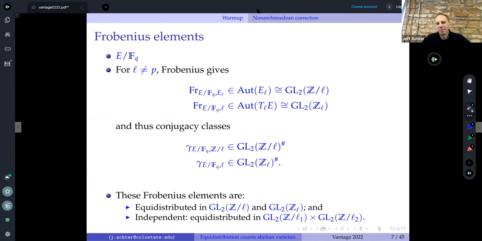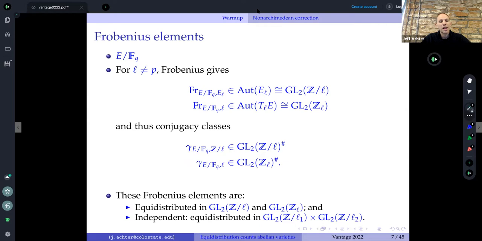So again, you still are fortunate enough to have an elliptic curve over F_q. And for every ℓ which isn't p, p being the characteristic of F_q, I have the action of Frobenius on the ℓ-torsion. And so if I identify E[ℓ] with two copies of Z/ℓ, I get a Frobenius element in GL2 of Z/ℓ. And if instead of working mod ℓ, I work with all the ℓ-power torsion at once, or rather the inverse limit of it, I have an automorphism of the Tate module. And so I get a 2x2 matrix with coefficients in Z_ℓ. And if I'm willing to take conjugacy classes, then that survives the choice I made of this identification. And so I have these Frobenius elements in GL2 of Z/ℓ or in GL2 of Z_ℓ.